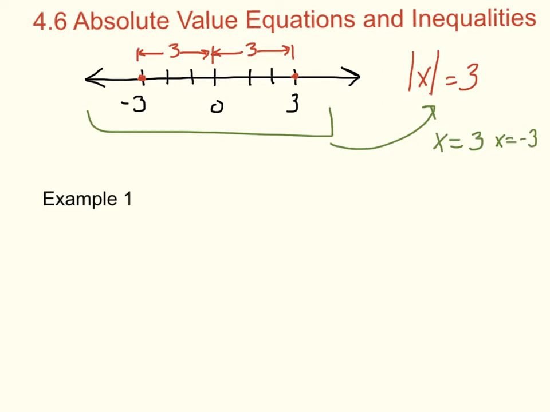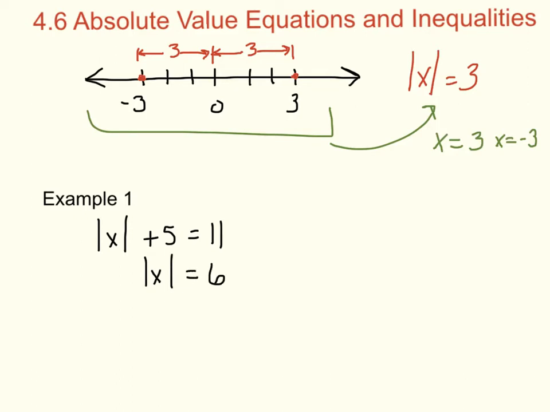So in example number 1, I want you to solve the equation. We're going to start with the absolute value of x plus 5 equals 11. Well, the first thing you must always do, and please make sure you always do this, keyword always, is isolate the absolute value. So in this case, we have to subtract 5 on both sides. We get the absolute value of x equals 6.